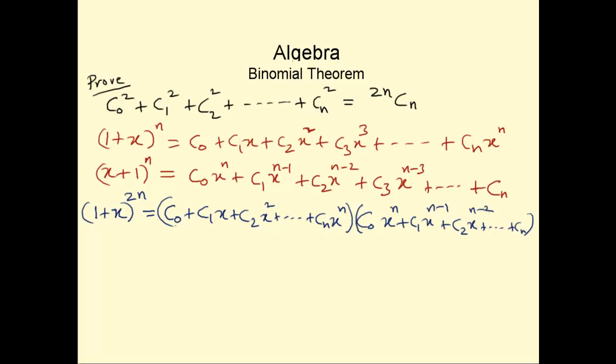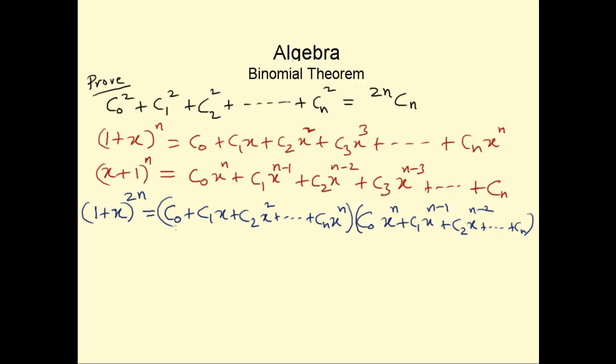So here you have to see the question. What's the question? The question is c0 square. So how do you get c0 square? By multiplying c0 here and c0 here. So what term do you need to compare on both sides? That's pretty clear. That's x to the n, because this term times this term is x to the n.